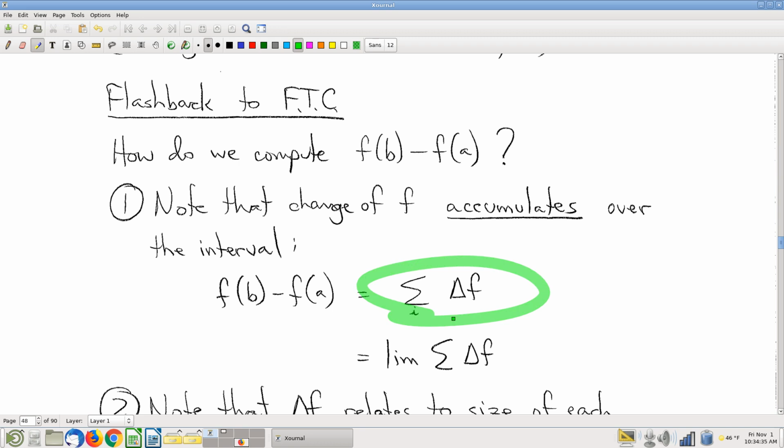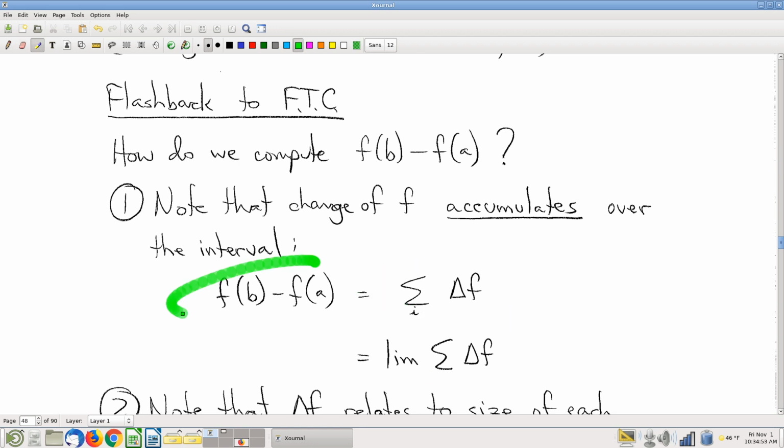So this is true for all values of n. No matter how you slice it, change accumulates. So if I take the limit as n goes to infinity, the expression is the same for all values of n, so take the limit all you want. You're taking the limit of a constant, right? So, of course, the limit is equal to that value. Okay, so this is starting to look like an integral.